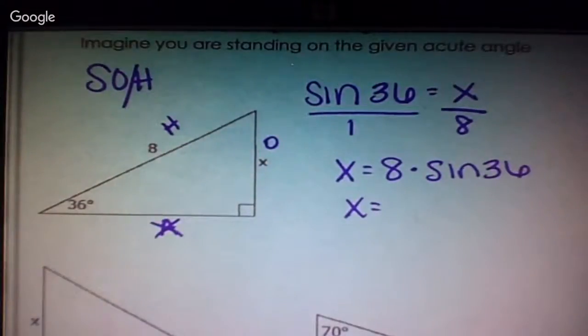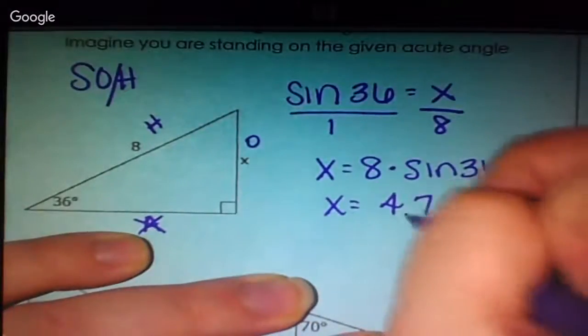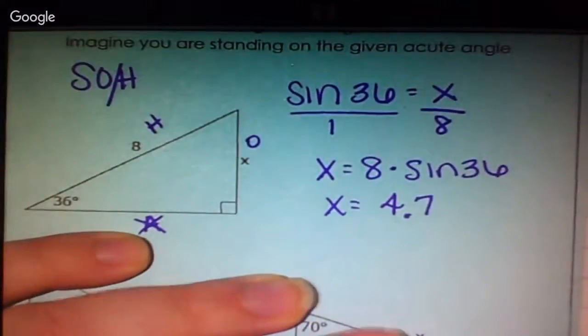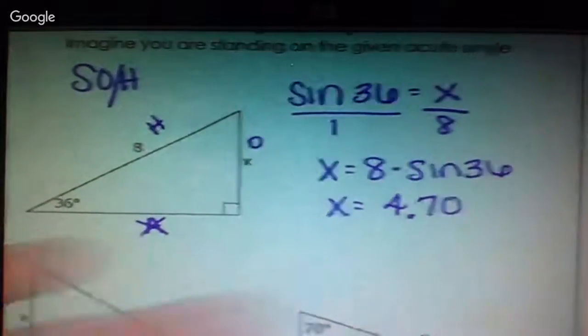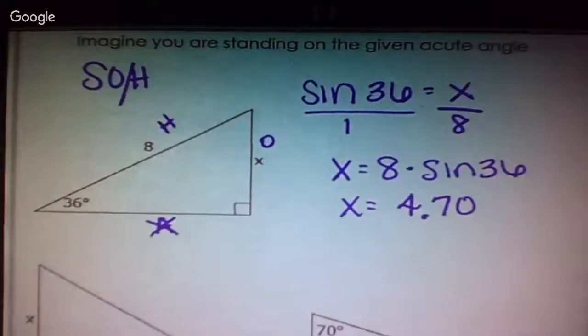When you plug this in, what did we get? 4.7. Just remember, if they ask you to go to the 100th, you've got to add in that 0. If they ask you for the 10th, you're good. Just be careful with what they ask you to round to.